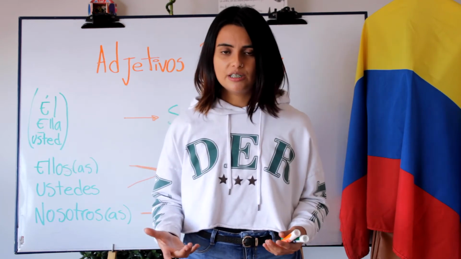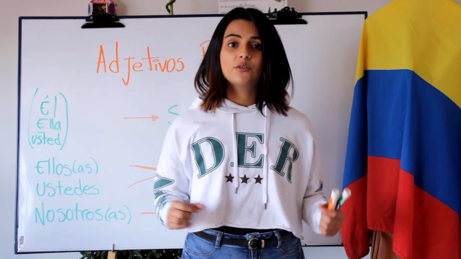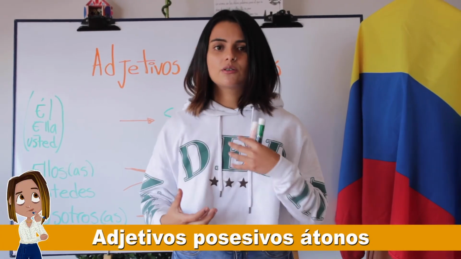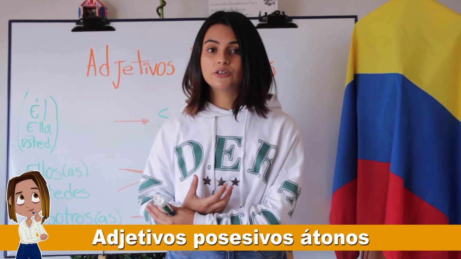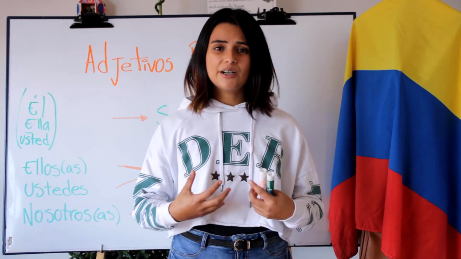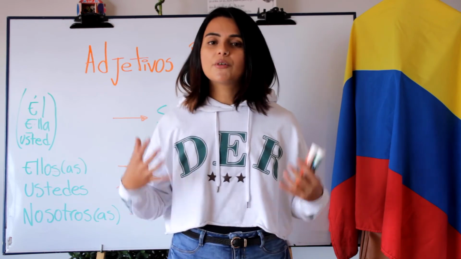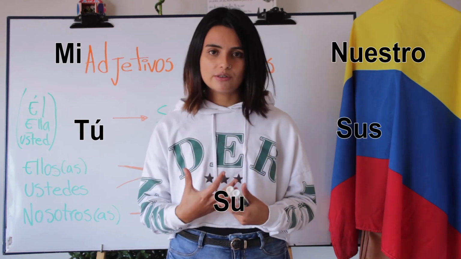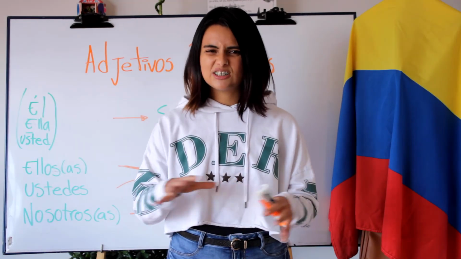That's pretty much the explanation that I wanted to give you today about the first group of possessive adjectives. Remember that we have two. Today we're talking about the adjetivos posesivos átonos. Átonos. And the other group is tónicos. So, I know, don't get scared or frustrated because of the name. The important thing is that you remember it is mi, tu, su, sus, nuestros. If you know that, it's super easy.